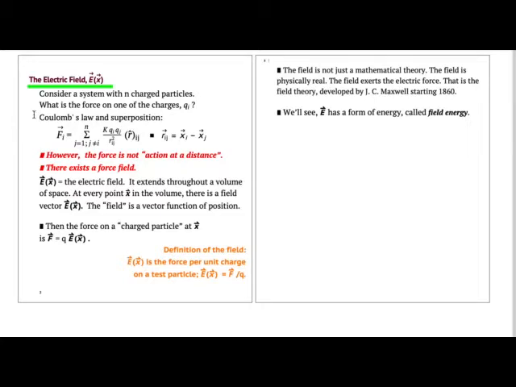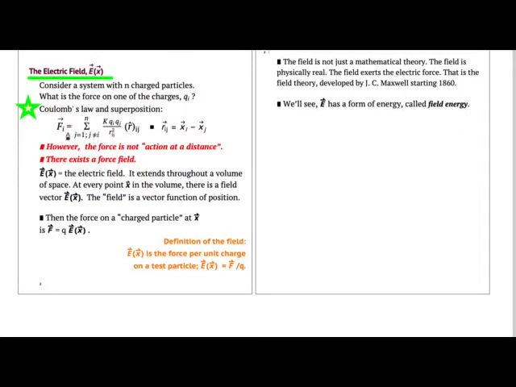Now, we know from part 1 of the video how to calculate the force on Q sub I. We apply Coulomb's law and superposition. The force on I is the sum for all of the other charges, K Qi Qj over Rij squared, R hat Ij. So we have many charges, but let's say one of them is the charge we're interested in.